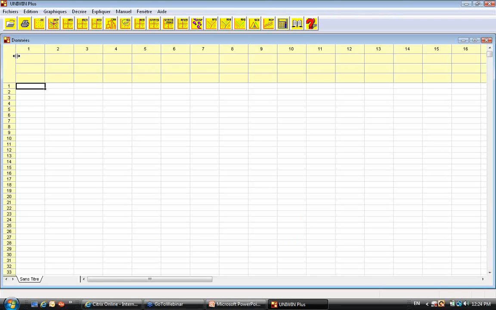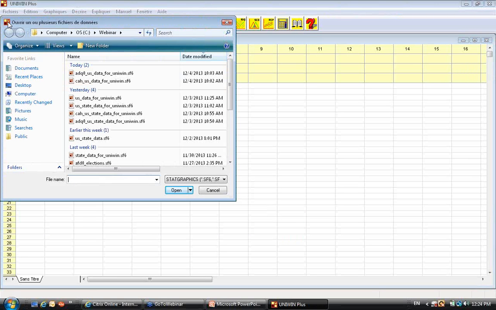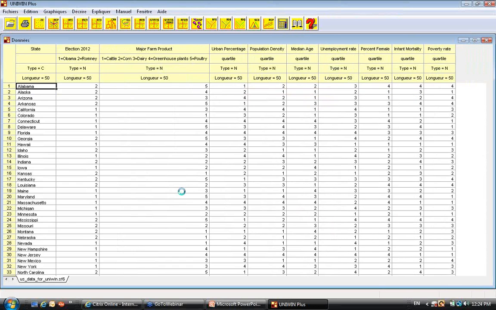The first thing I want to do, though, is open up the data file I've saved. The data file I've saved is called US Data for Uniwin. So let's open up that file. Okay, there it is. You see each of the states. You see the election column, major farm product column, urban percentage, population density, and so forth.